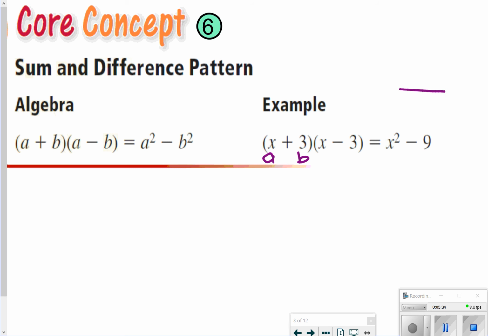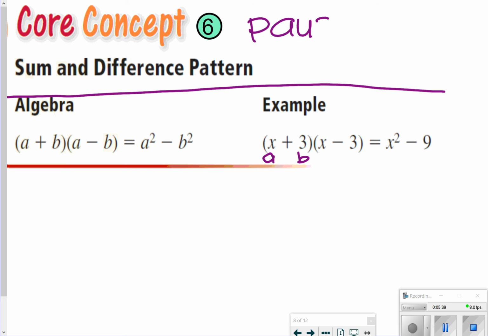I am going to show you and prove to you how this works, but for now let's go ahead and take time and pause the video for number 6, write down what we see, and then I'll show you how it's done on the next page.